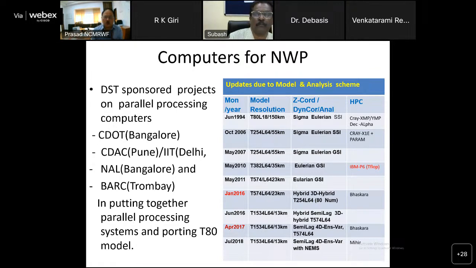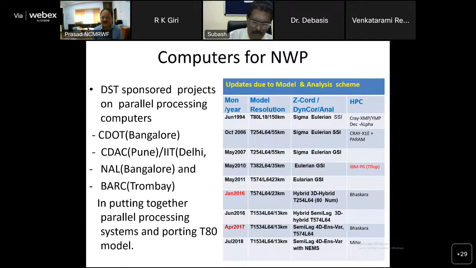But after around 2006, Ministry of Sciences was formed. After that, the strategy of model development has been changed, and we are quickly adopting the new models that are being available, that are developed elsewhere also, to get the improvement in the forecast, such as T254 that was implemented in the Cray-XNE Param system in 2006 at NCMWF.